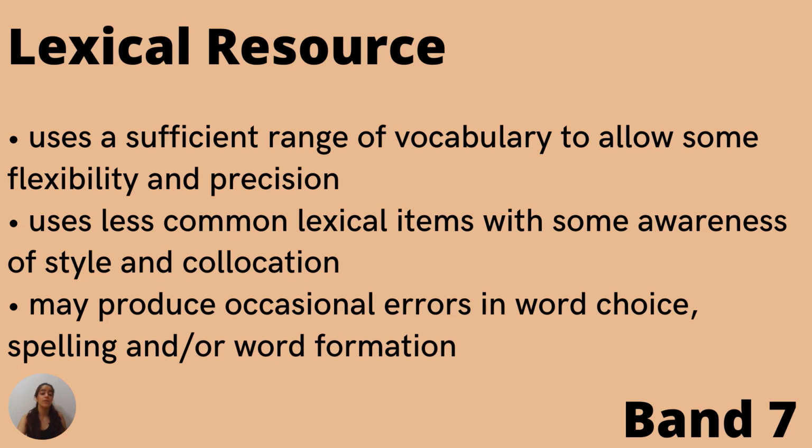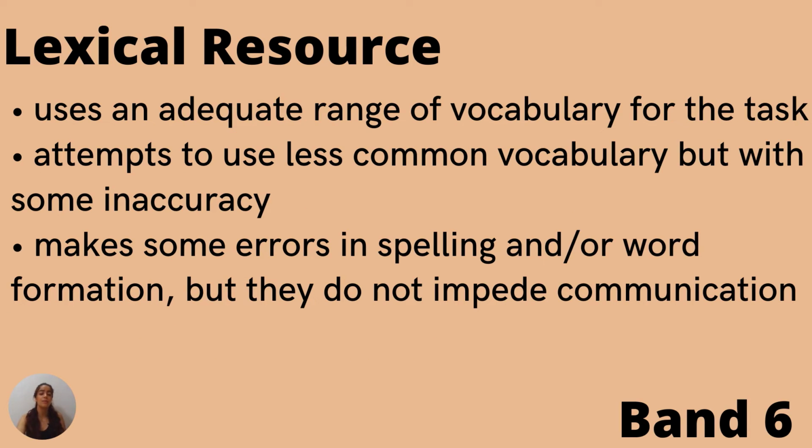And that is very important because when you want to get your score as 7, you need to understand the fact that your word formation, the part of speech that you are using, should be mostly correct. What about lexical resource at band 6? A person who can get 6 in this regard can use an adequate range of vocabulary for the task. So even though you have used the vocabulary at a great range, you can get 6 because it is adequate.